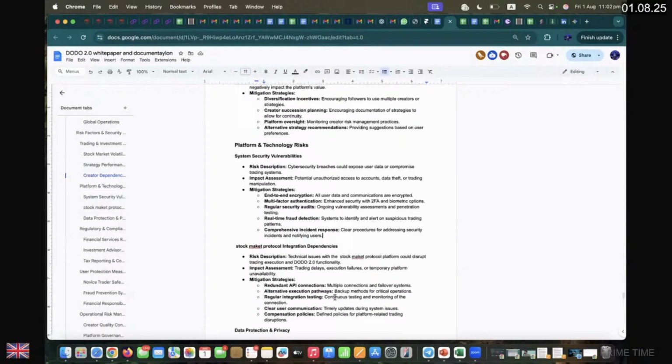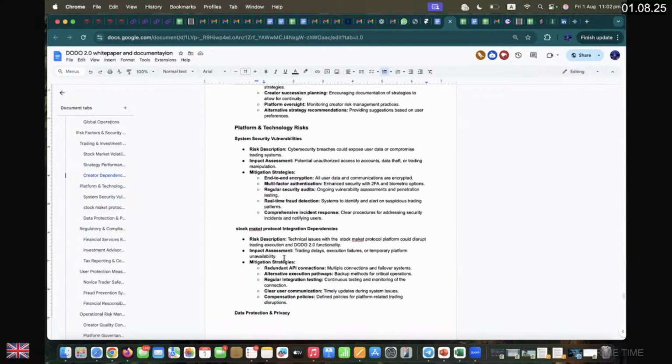Stock market protocol dependency, integration dependencies, risk in stock market integration, technical issues with stock market platform protocol could disrupt trading execution and DODO 2.0 functionality. Impact assessment: trading delays, execution failures, or temporary platform unavailability. What are our mitigation strategies for that? Redundant API connections, multiple connectors, and failover systems.